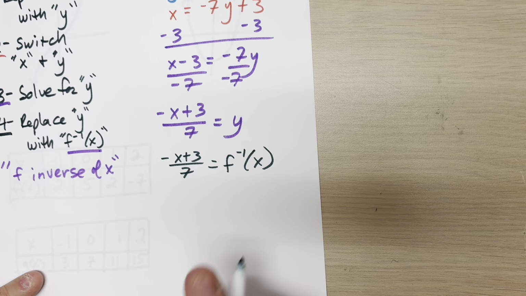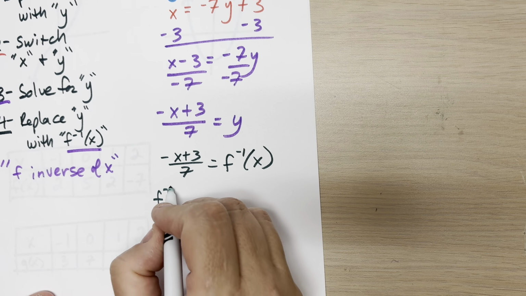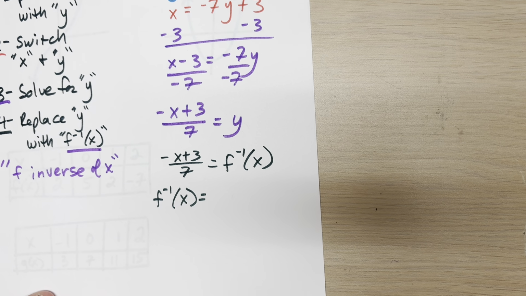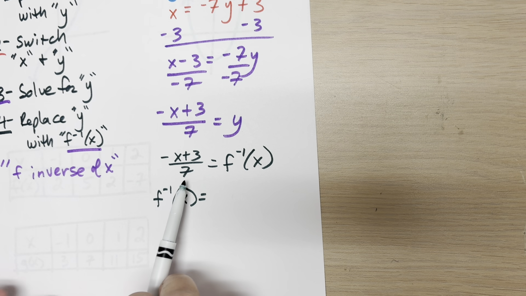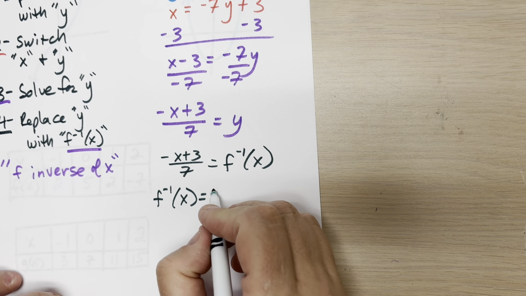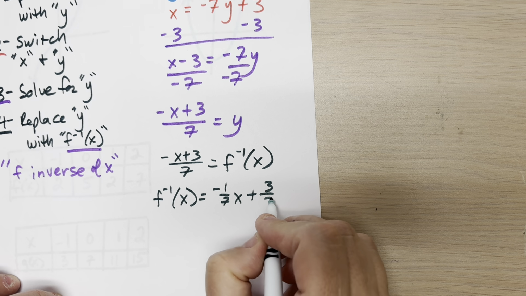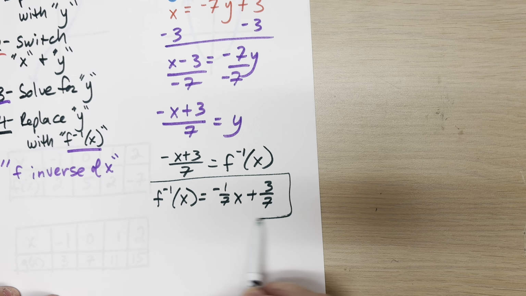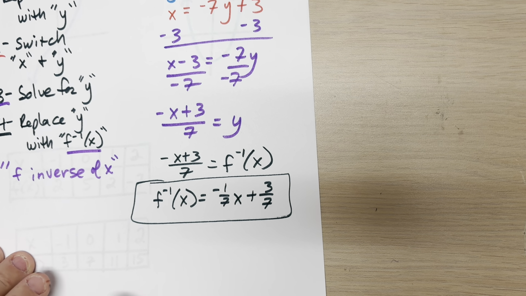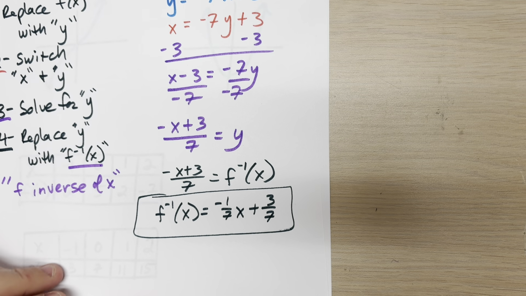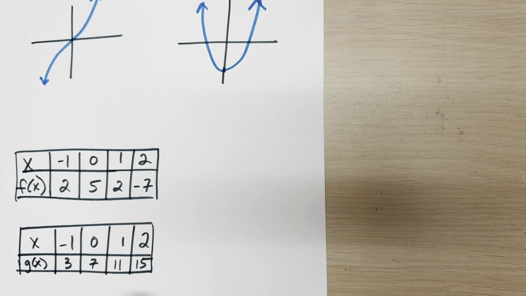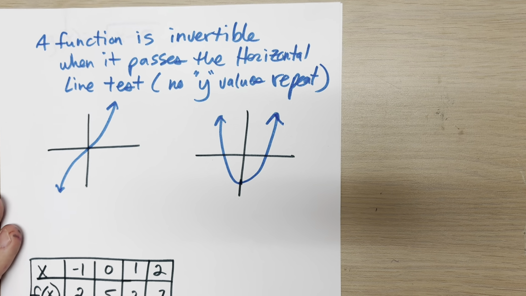Some teachers might like you to put that over on the left side. It just depends on what your instructor's preference is. Additionally, some teachers might like you to split this up into negative 1/7 x plus 3/7. Again, equivalent expressions, teacher prerogative, I don't know. Okay, so that's how you find an inverse when you're dealing with a linear function. Let's see if we can figure out some other stuff.